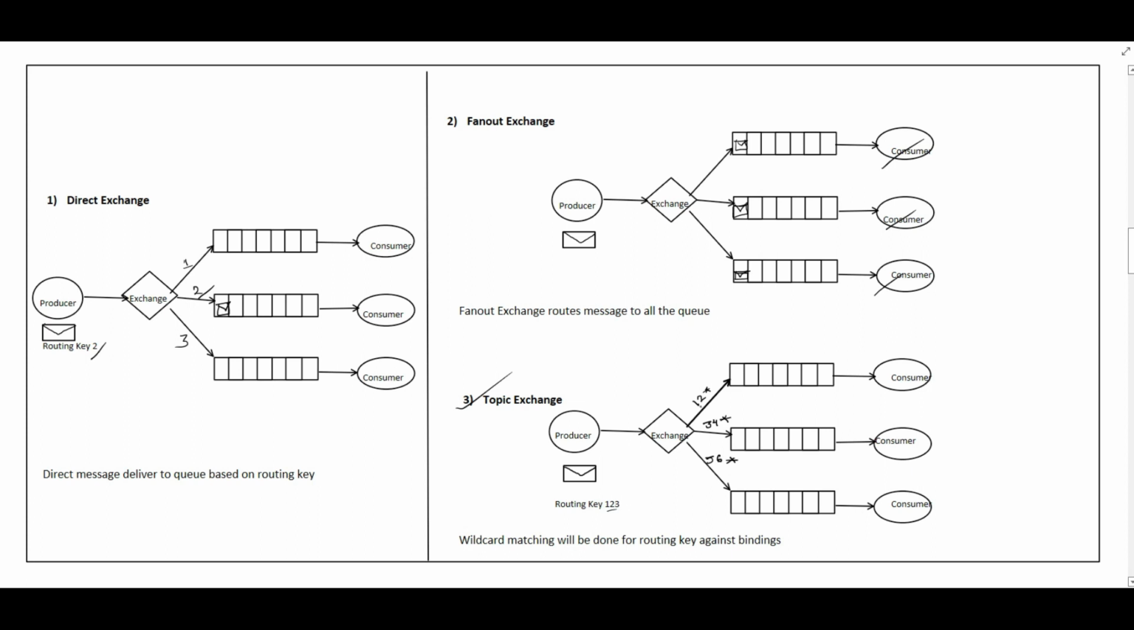So here the 1 2 star will match, because 1 2 star means any letter or character can come after 1 2, that will be matched, right? So this match will be pushed to the first queue, Q1. These are Q2 and Q3. So this message will be pushed to Q1, and from Q1 the consumer will consume the message.